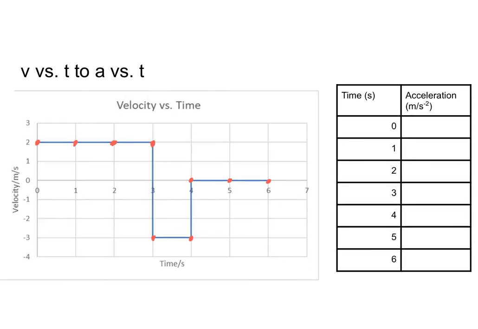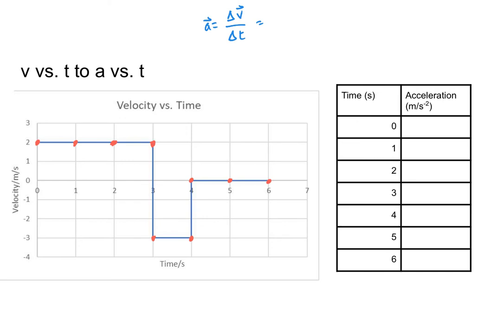So that is how I'm going to transition from a position versus time graph to a velocity versus time graph. Now that I've created my velocity versus time graph, I can start working on finding my acceleration versus time graph. I'm going to go ahead and change my color here. I know that acceleration is defined as my change in velocity over my change in time.